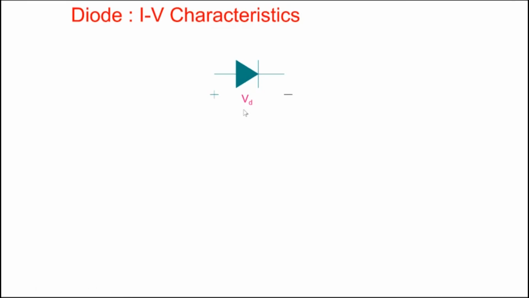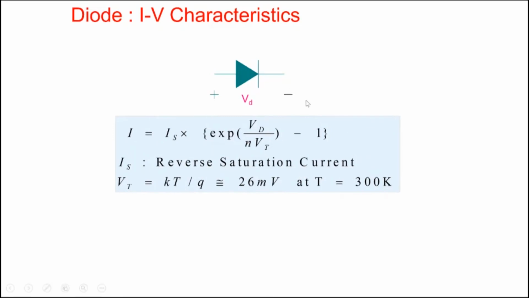All right, so that was the qualitative operation of the PN junction. So let's look at the relationship between current and voltage. The current and voltage are related through this exponential relationship: I equals Is exponent (Vd divided by N Vt) minus 1, where Vd is the voltage across the diode. Vt is what we call the thermal voltage.